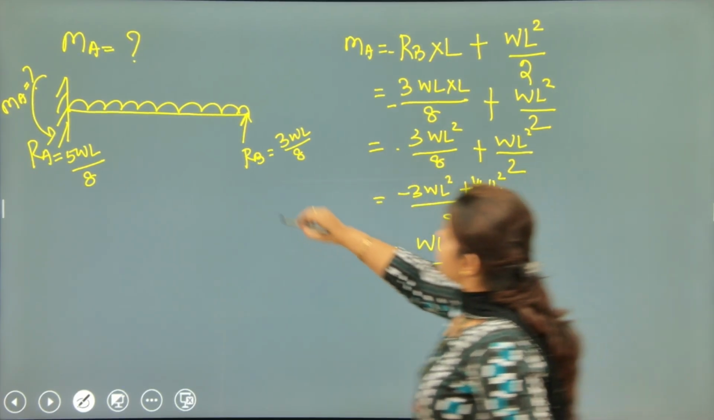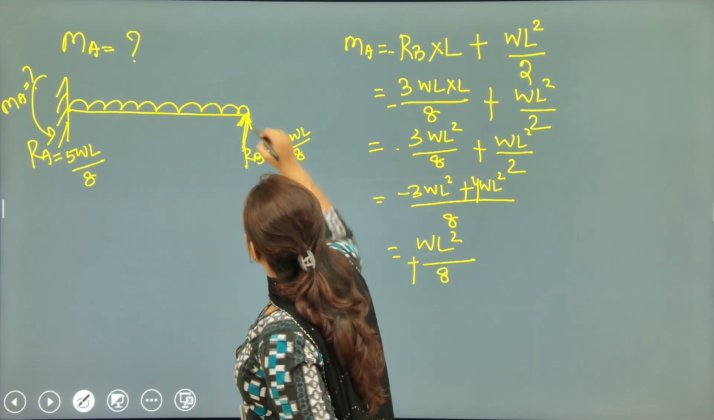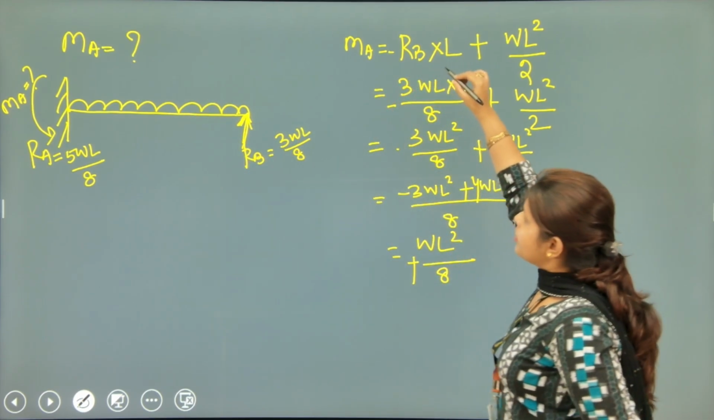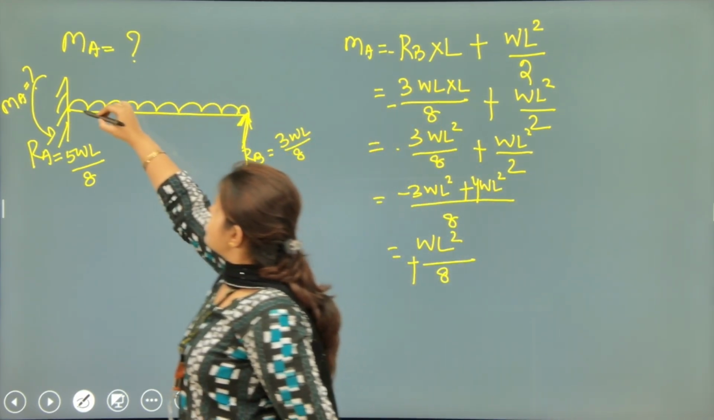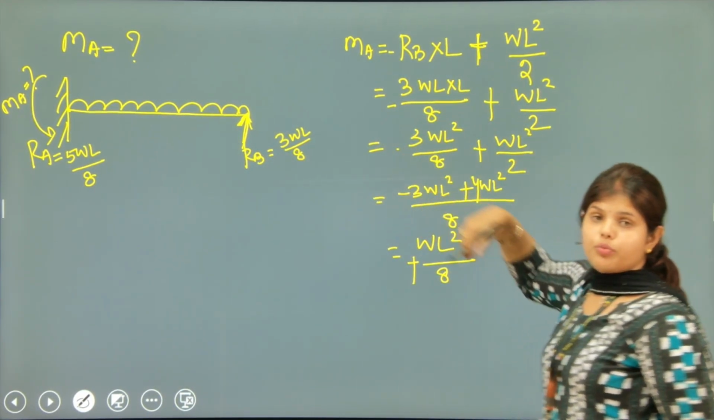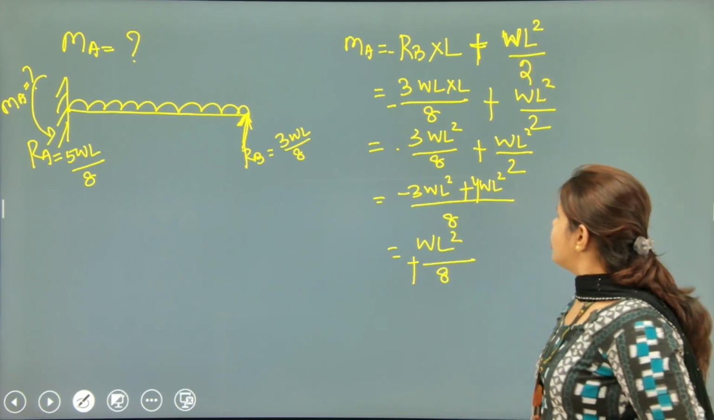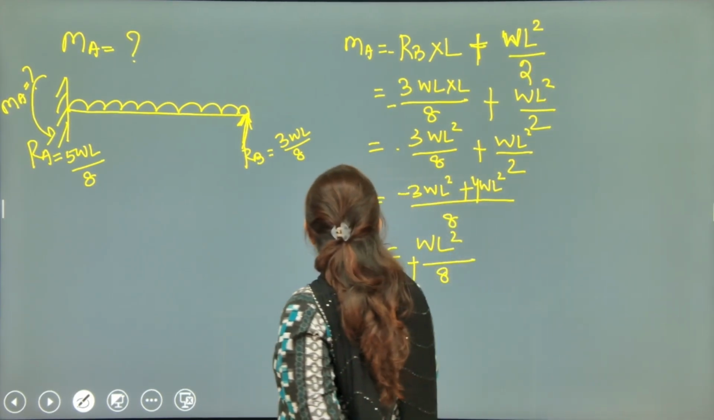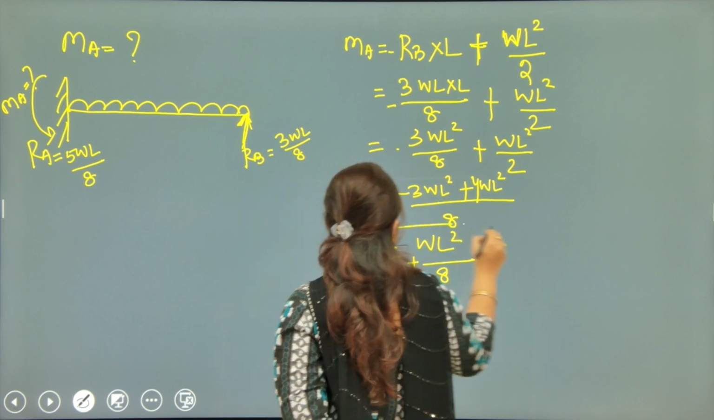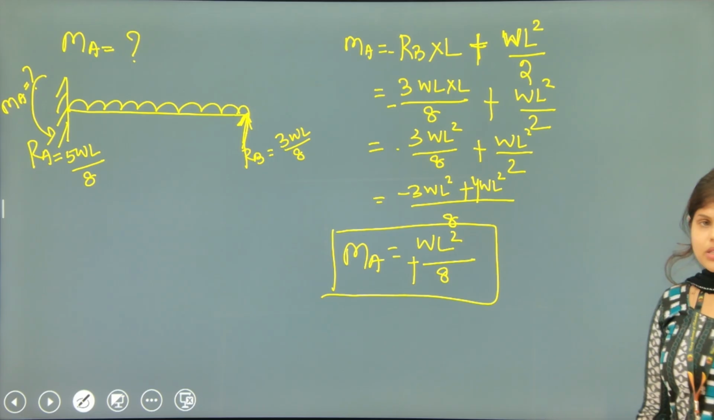As we are considering RB from the right side, the sign will be negative here, and here is the UDL. So UDL is from the downward direction, so it will be WL square upon 2. Now here the MA is WL square upon 8.